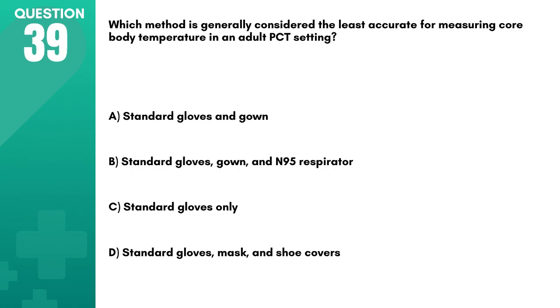Question 39. Which method is generally considered the least accurate for measuring core body temperature in an adult PCT setting? A. Temporal artery, forehead scanner. B. Tympanic ear thermometer. C. Axillary armpit measurement. D. Oral measurement with a digital thermometer.